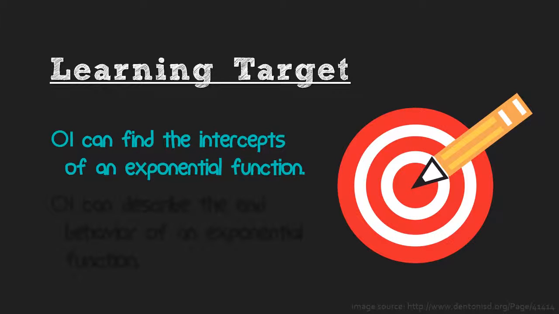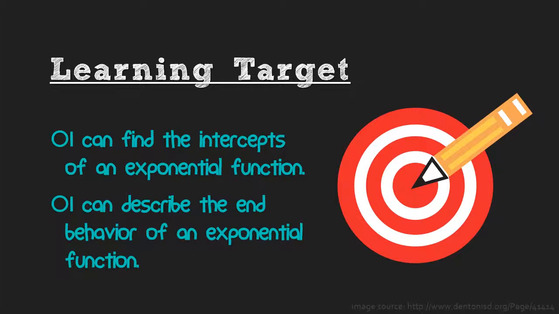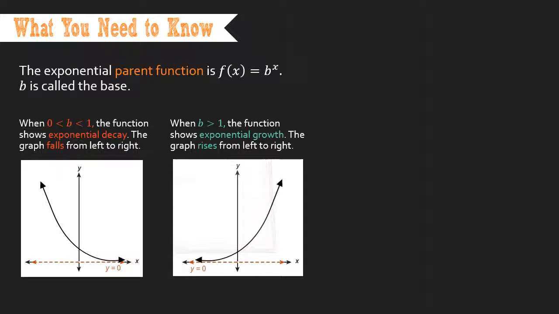The learning targets we're going to look at are: I can find the intercepts of an exponential function, and I can describe the end behavior of an exponential function. So let's take a look at both of them. Okay, so what do you need to know?